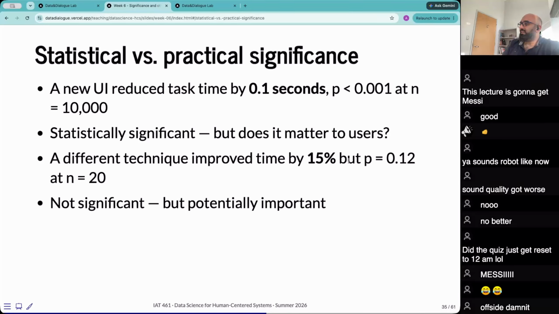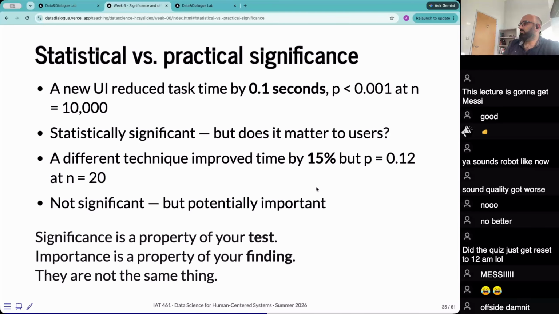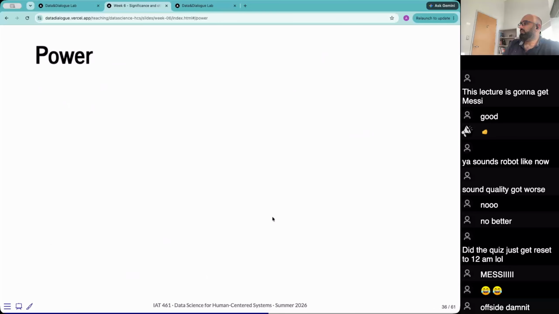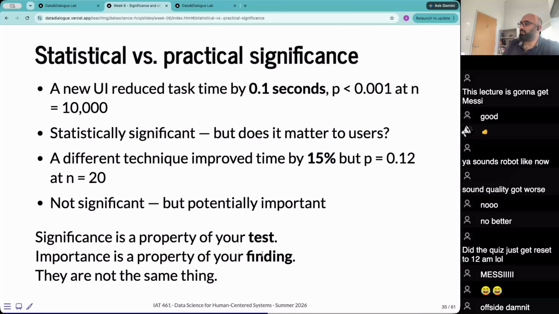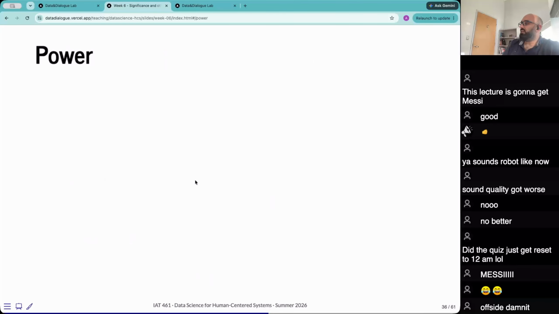Sometimes we might see a difference at 15%. It's not significant, so the difference might be due to chance. However, if we increase the sample size and see the same difference, then that's a good finding. So the significance is the property of the test. Importance is the property of the effect size. They are not the same thing.